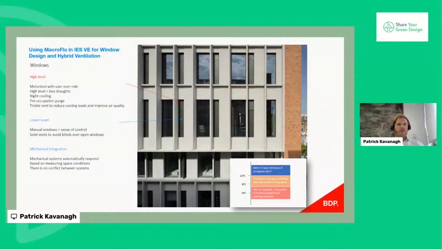In terms of mechanical integration, we have mechanical systems that automatically respond, based on measuring space conditions. Essentially, if the carbon dioxide levels or the temperature in the space are favorable for natural ventilation, it will cut the air conditioning to that particular space. It's a complex BMS, a building management system, but there is no conflict between the systems. The general strategy, and it's all user adjustable, is that if the temperature is above 12 degrees, the building management system will open the windows if the occupants don't.